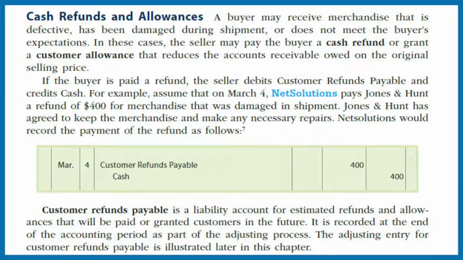So that's the simplest. We've sold merchandise to a customer, they keep the merchandise and they're unsatisfied, maybe it was damaged in shipment, they request a refund, and so what we do is we pay them a cash refund. That's the simplest situation. So we debit customer refunds payable, credit cash.